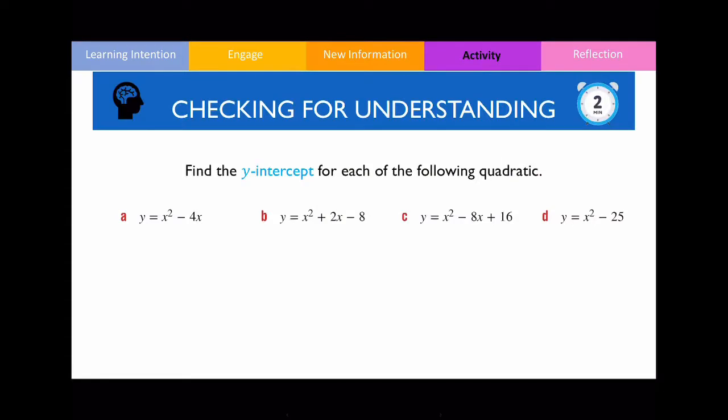Have a go at answering these questions over here. I want you to find the y-intercepts and then we'll go over the answers after 2 minutes.